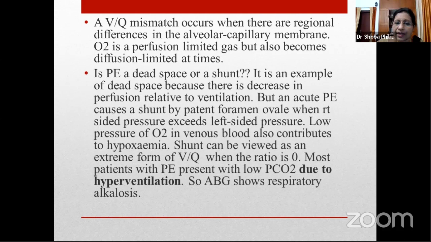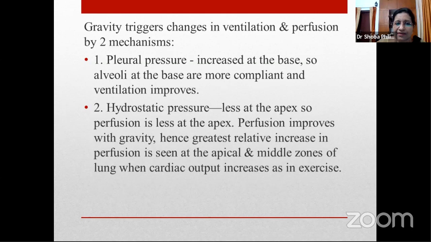Another factor which we should keep in mind is the role of gravity. Gravity triggers changes in ventilation and perfusion by two mechanisms. One is the pleural pressure, which is increased at the base. So the alveoli at the base are more compliant and ventilation improves when the patient is in the upright position. Second is the hydrostatic pressure. Hydrostatic pressure is less at the apex, so perfusion is less at the apex. But perfusion improves with gravity, so the greatest amount of perfusion is at the base of the lung. So when the patient exercises, when there's an increased cardiac output, the area of the lung which benefits by a relative increase in perfusion is actually the middle and the apical zone, because the basal part of the lung already has very good perfusion.